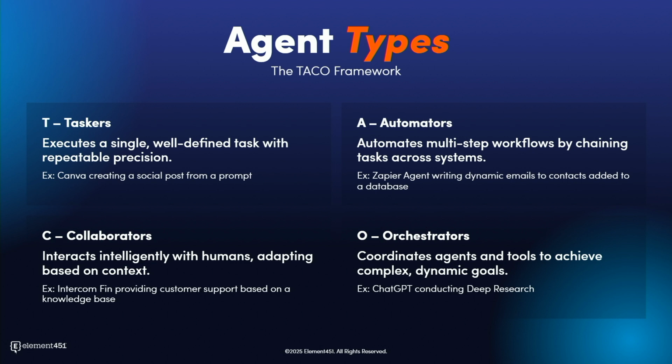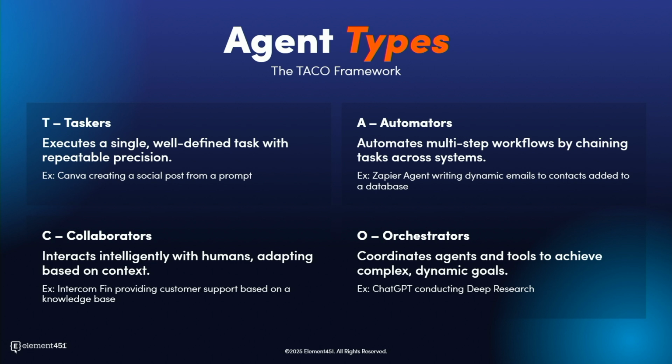And here we have some examples. In the tasker category, that's an agent that's there to do one specific little task. So in Canva, you're able to provide a prompt, and the Canva AI will generate a social post based off that prompt. That's a classic tasker. At the automator level, you have more multi-step thinking and workflows, chaining tasks, even talking across different systems. So a Zapier agent is a great example of that. Writing emails to contacts who are in a database, it has to go to the database, figure out who they are, write the email, and send it out to them.